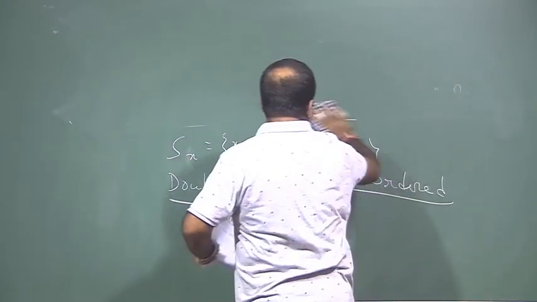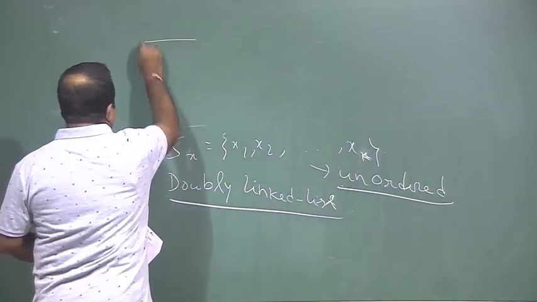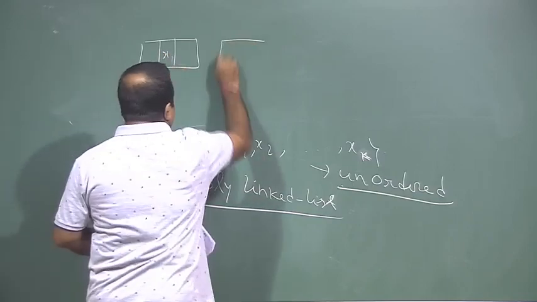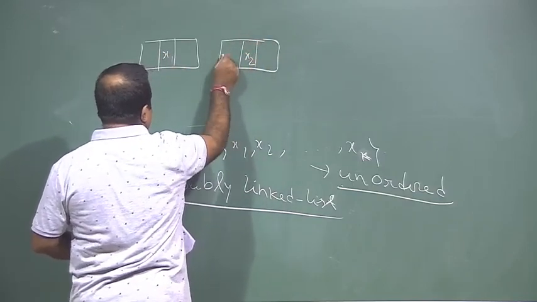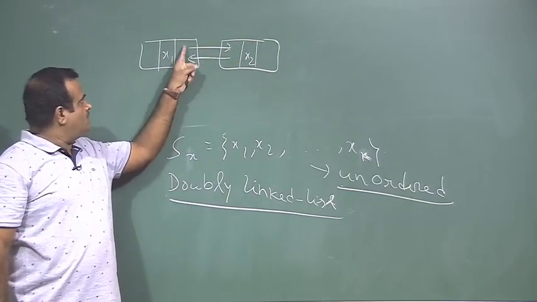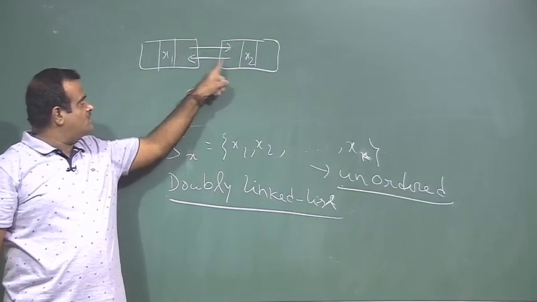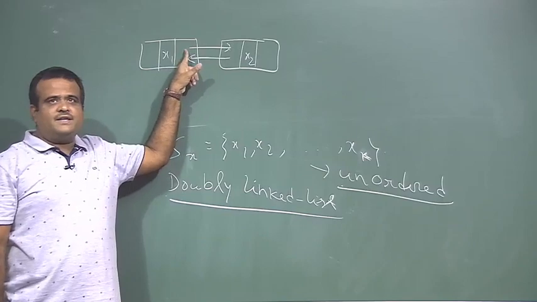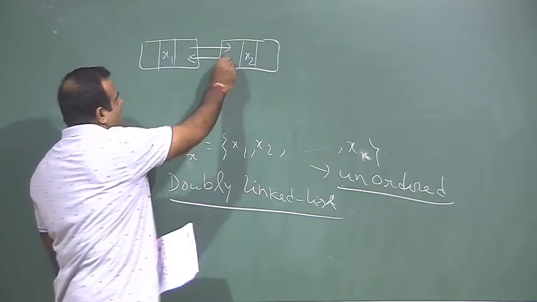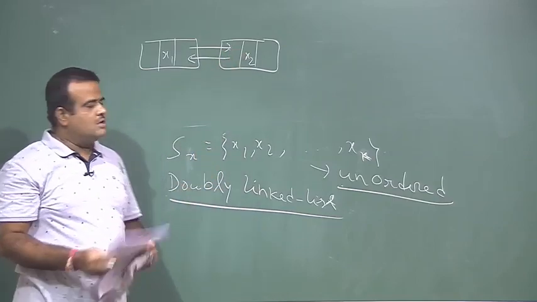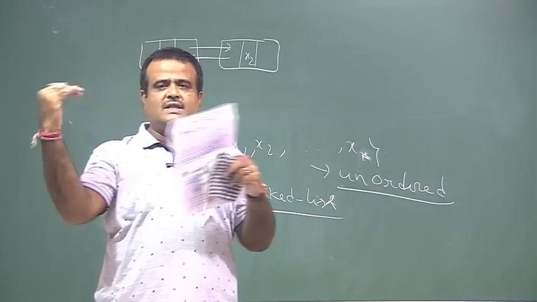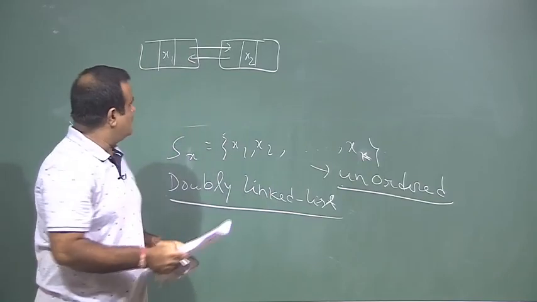So, basically we will just have a linked list where we store these elements. These elements are x1, x2. So, this is a doubly linked list. There is a pointer from this node to this node, and there is another pointer from this node to this node. This field contains the address of this node, and this field contains the address of this node. So, that is the doubly connected linked list. Both ways it is connected, we can go in the forward direction as well as in the backward direction.